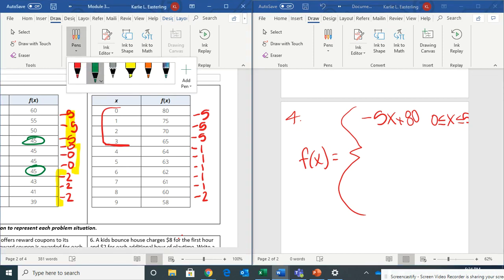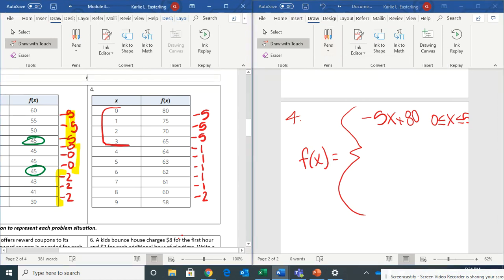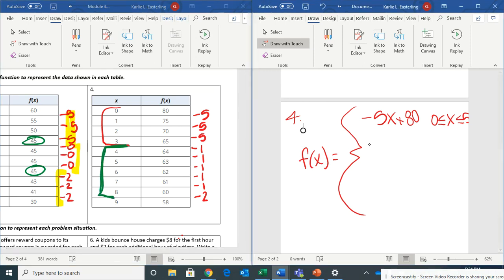And then let's switch pen colors again so y'all can kind of see the different pieces. And this is why these are called piecewise functions. So our next piece starts here. Where do we go? We went all the way down to 60. So in this part, we were going down by 1.